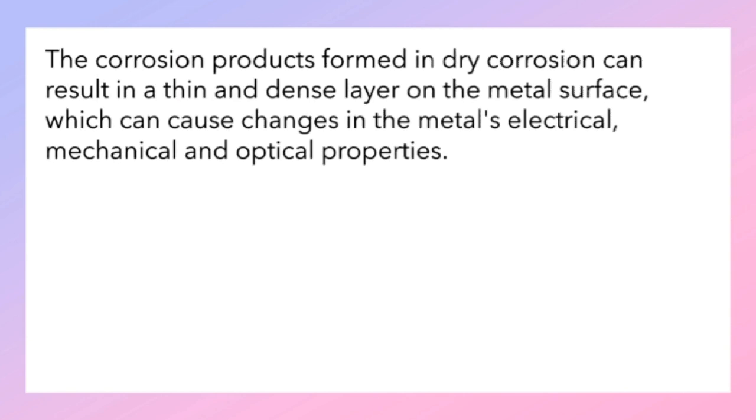The corrosion products formed in dry corrosion can result in a thin and dense layer on the metal surface, which can cause changes in the metal's electrical, mechanical, and optical properties. It means that it changes the properties of any material on which it takes place.